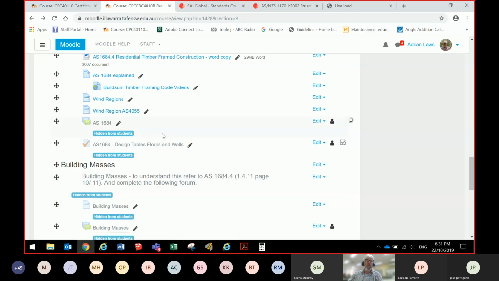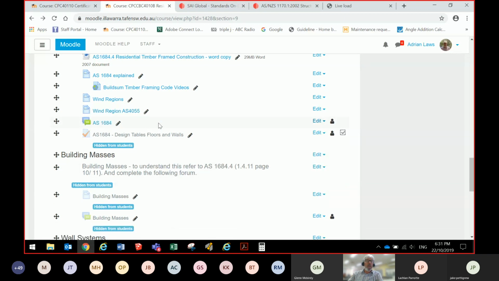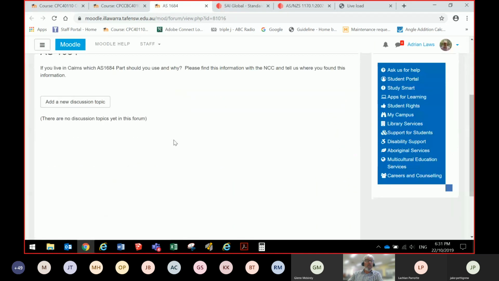Okay, so it all leads towards that. Here's another chance for you to get another little green box. In this case, we're just asking you to quickly type in the chat box, if you live in Cairns, which Australian Standard 1684 part should you use and why?